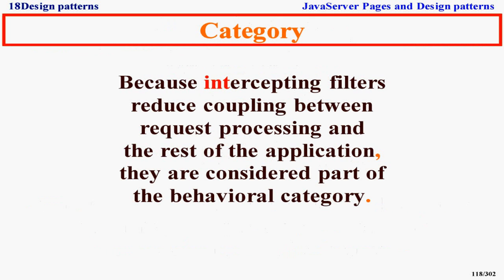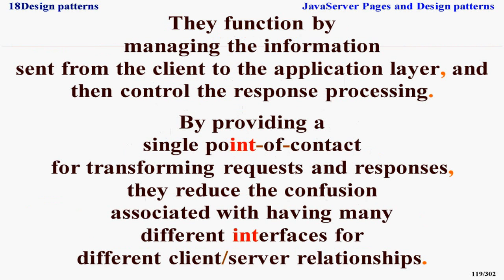Category. Because intercepting filters reduce coupling between request processing and the rest of the application, they are considered part of the behavioral category. They function by managing the information sent from the client to the application layer, and then control the response processing. By providing a single point of contact for transforming requests and responses, they reduce the confusion associated with having many different interfaces for different client-server relationships.